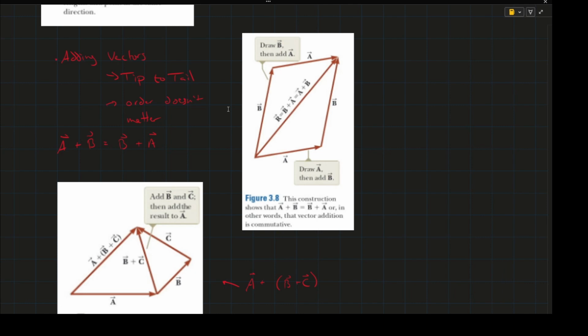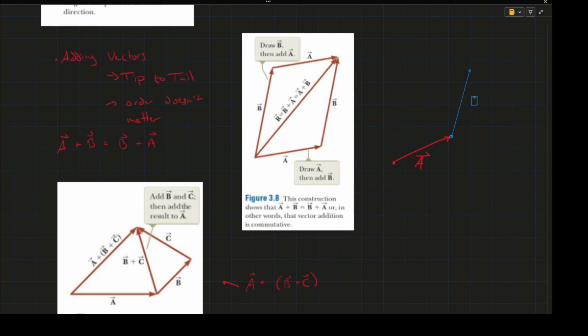I'll walk through it a little bit step by step here. Let me grab my pen. So if we have vector a and we want to add vector b, we draw vector a first, like this, and then it's called tip to tail. So you have the tip of vector a, and then you start by drawing the tail of vector b in that location. And then you draw vector b to wherever vector b is going. In this case, it looks like right there.